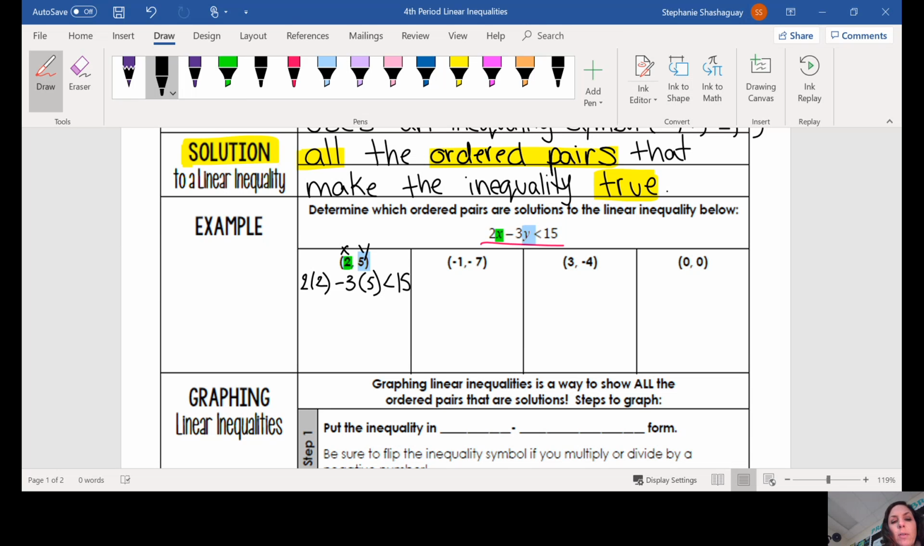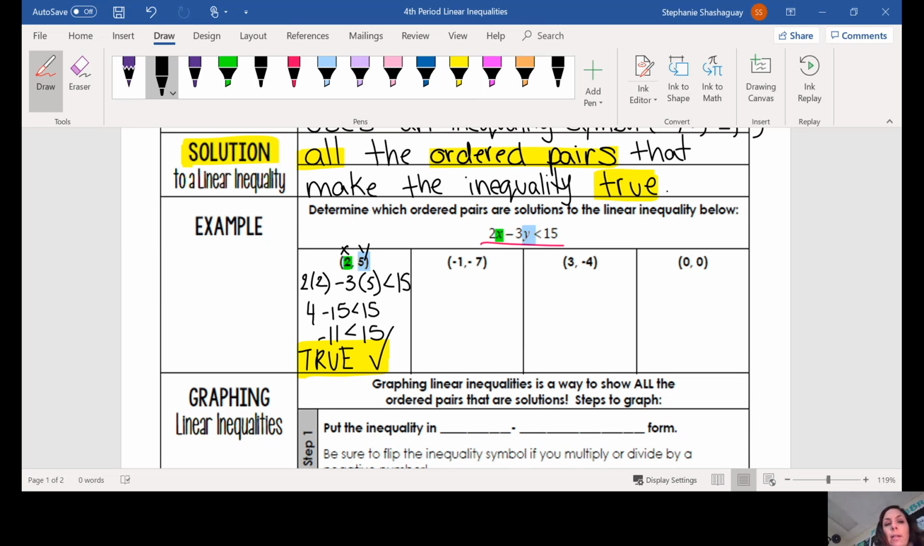Okay, well, 2 times 2 is 4. Negative 3 times 5 is a negative 15. Is that less than 15? Well, 4 minus 15 is going to give me a negative 11. And that is less than 15. So because that's true, it is a solution. Okay, we are looking for true statements. So that means that yes, this is a solution to that inequality.